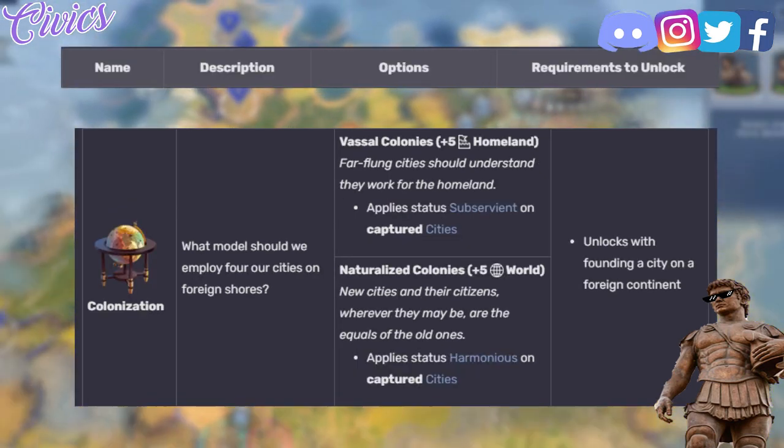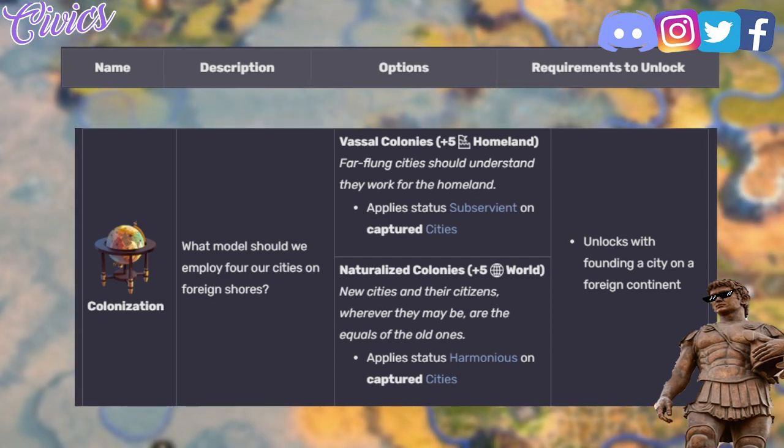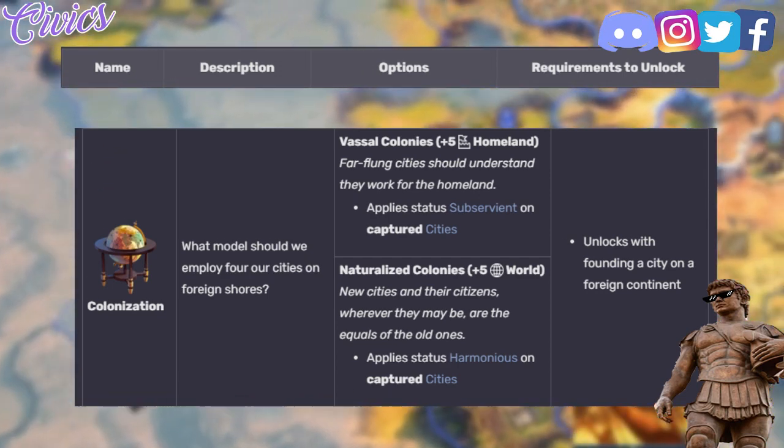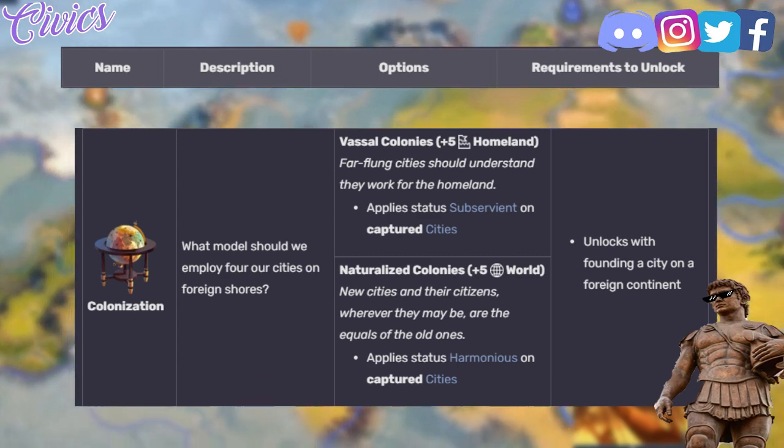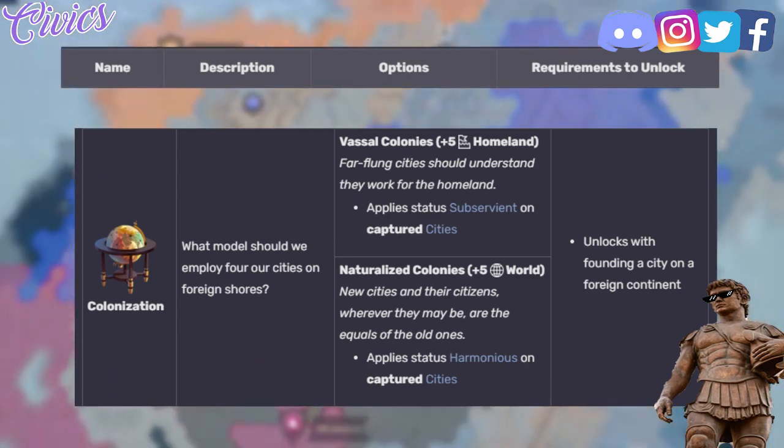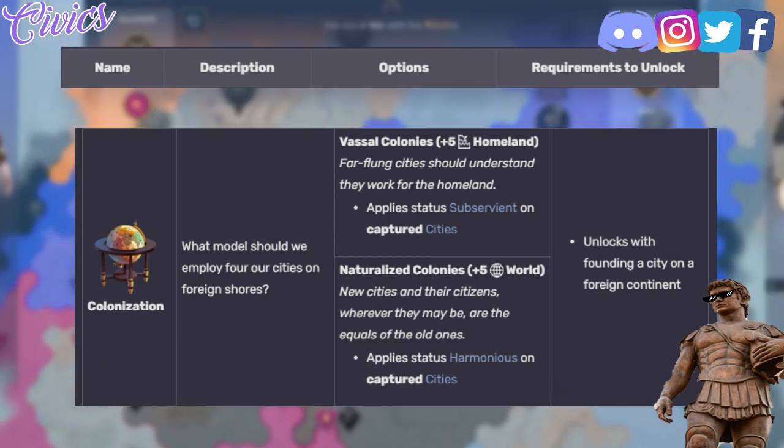Colonization. What model should we employ for our cities on foreign shores? Option A, vassal colonies, plus 5 homeland. Far-flung cities should understand they work for the homeland. Apply status subservient on captured cities.